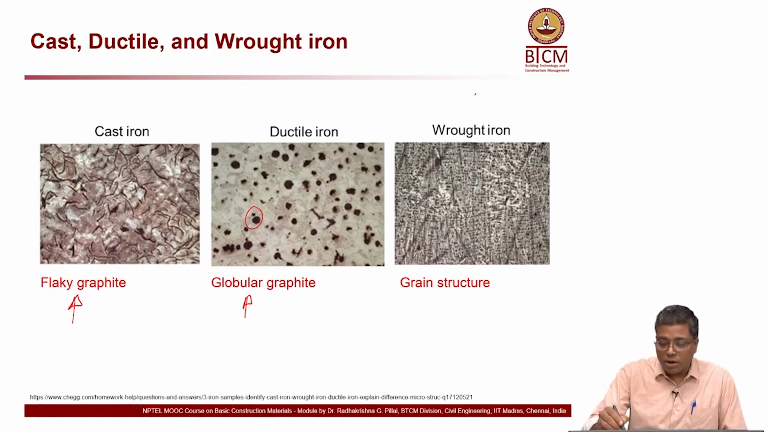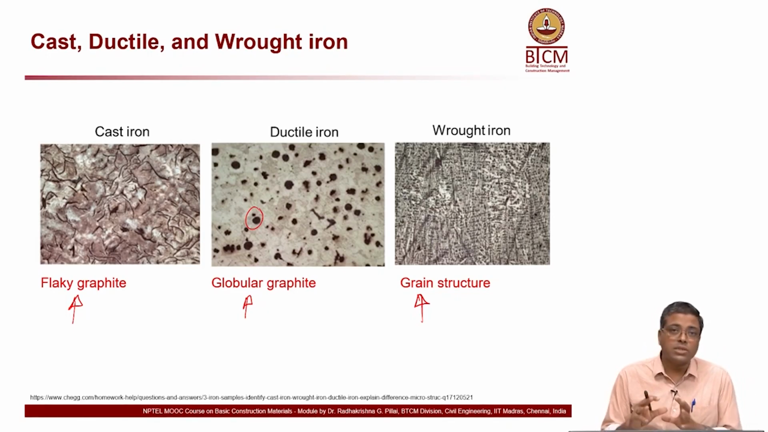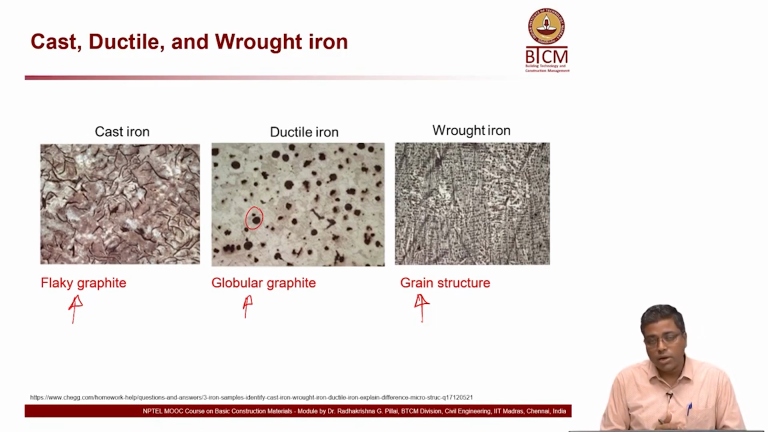Now, another product was wrought iron, which has a grain structure here, and it has less carbon than the cast iron or ductile iron, but it also has slag present in it. Because of this presence of slag and lower quantity of carbon, it has a strength which is higher than cast iron, but at the same time it is also relatively light because of the presence of slag in there.